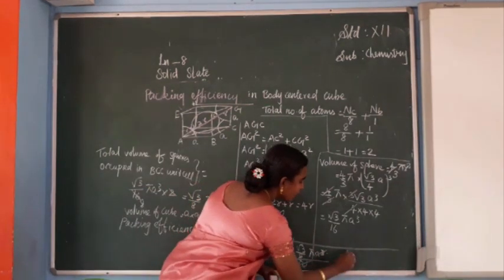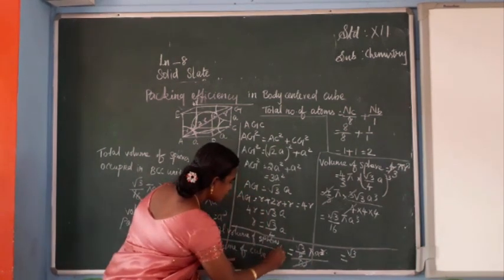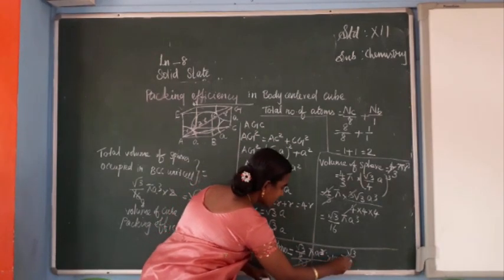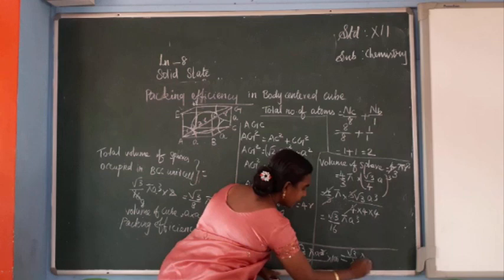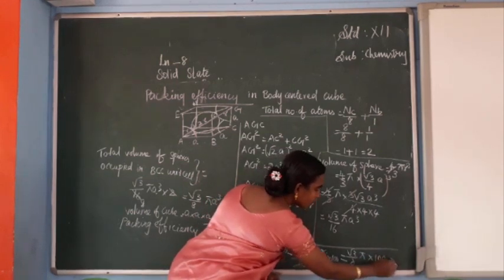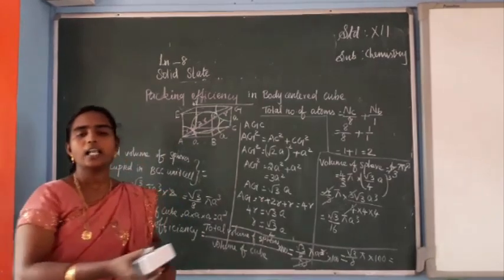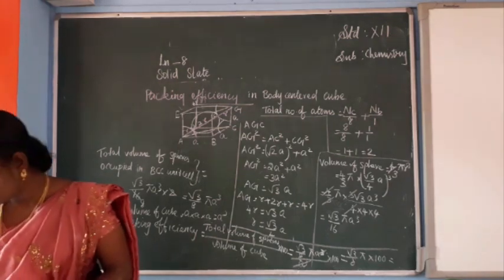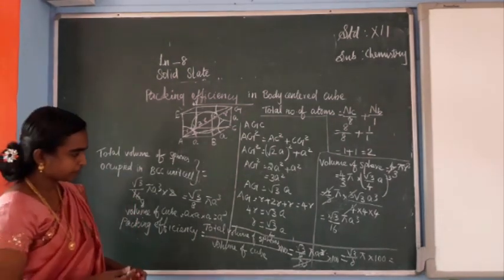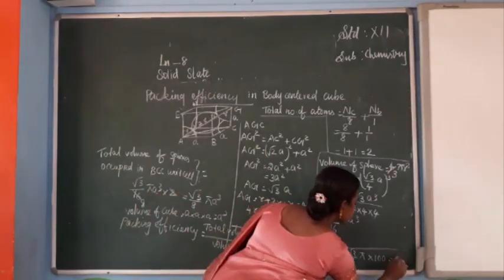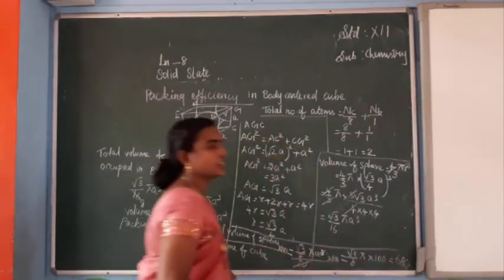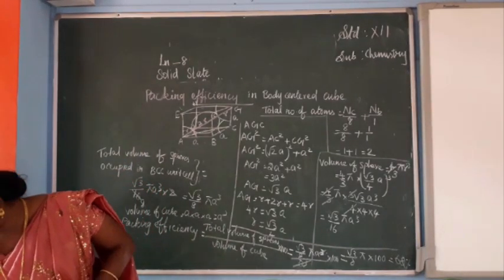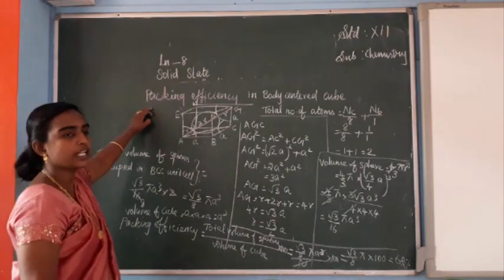So we are getting root 3 by 8 pi, so into 100, isn't it? Packing efficiency, so this value into 100. So root 3 by 8 pi into 100. Okay, so this is the calculation for packing efficiency in body-centered cubic arrangement. The value must be 62%. So the percentage you are getting is 62. So this is the derivation for calculating packing efficiency in body-centered cubic arrangement.